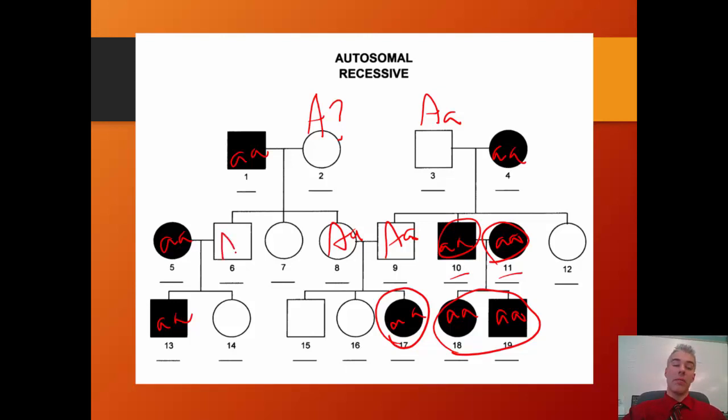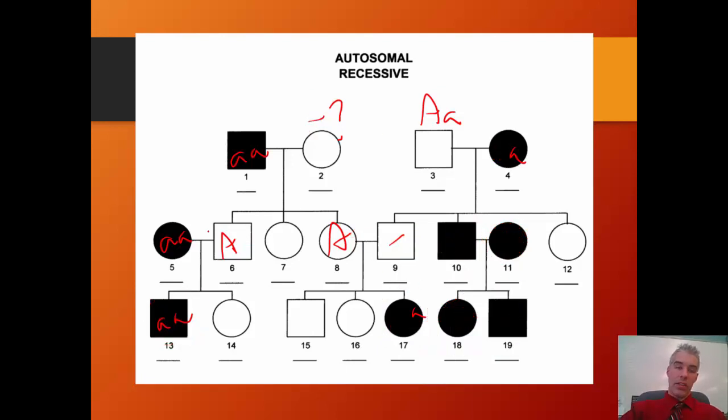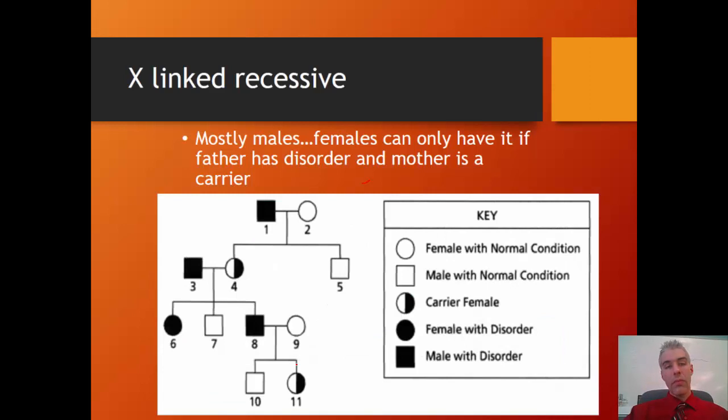Same thing with this one. This has to be a carrier because we have a child that has it. If they're big A, then they would not be able to have children that have the trait. Okay, so that is autosomal recessive inheritance.